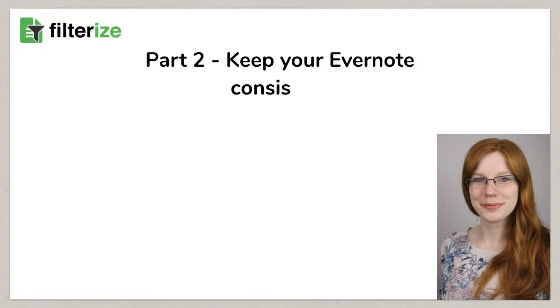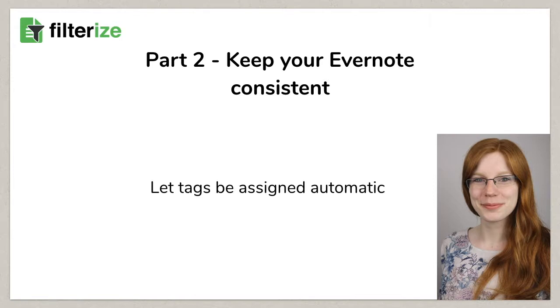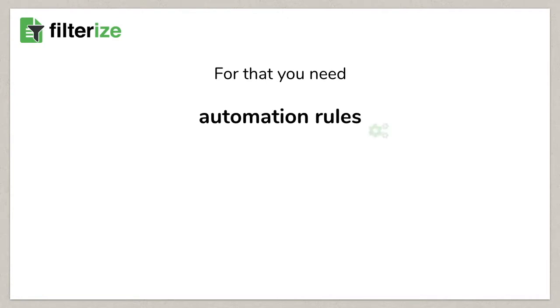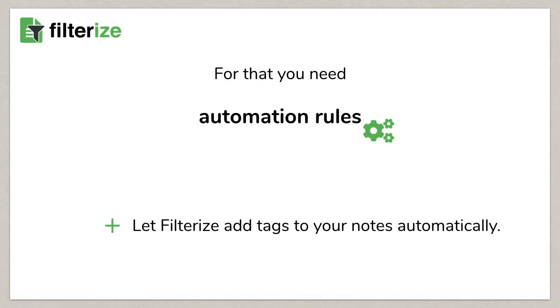Welcome back to part 2, how to keep your Evernote tags consistent. Now we look at the second way to automatically assign tags with the help of automation rules. They are like the super weapon of Filterize. And the best thing is, this variant allows you to completely hand the addition of tags over to Filterize.